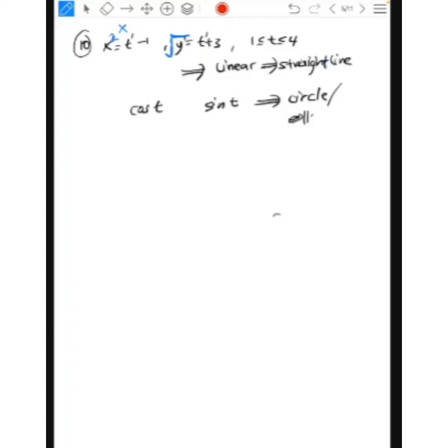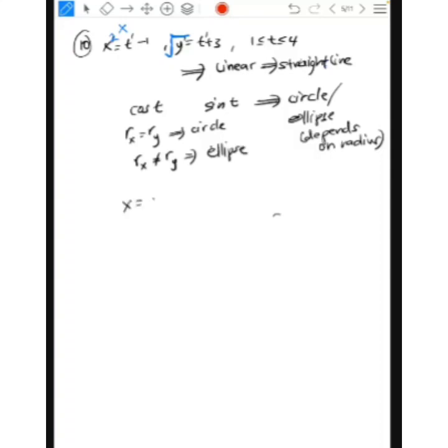depending on the radius. Okay, if the radii are the same, meaning Rx equals Ry, same right? Then it will become a circle. Okay, however, if it changes slightly and it's not the same between the radius of x and y, then it will be an ellipse. Okay, and then the other one I said just now is if your x equals to cos and your y equals to sine, then you will have a counterclockwise orientation.